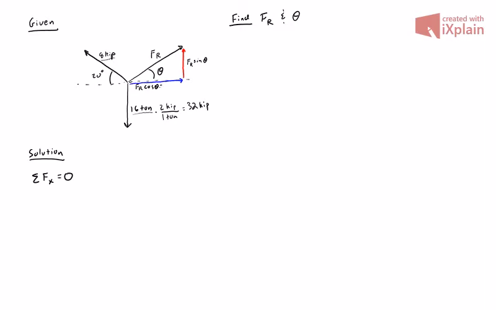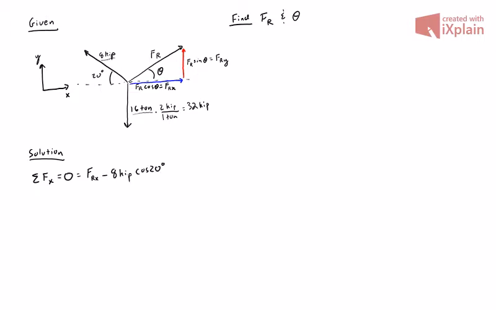You can know that this side of the triangle, FR cosine theta, is also just going to be the x component of FR. And likewise, the other side is going to be the y component of FR. All right, and you'll see how this works out when we get towards the end of the problem. So we're going to define to the right as our positive direction for x, up as our positive direction for y, and therefore our sum of the forces in the x direction is going to be FRx minus 8 kips times the cosine of 20 degrees.